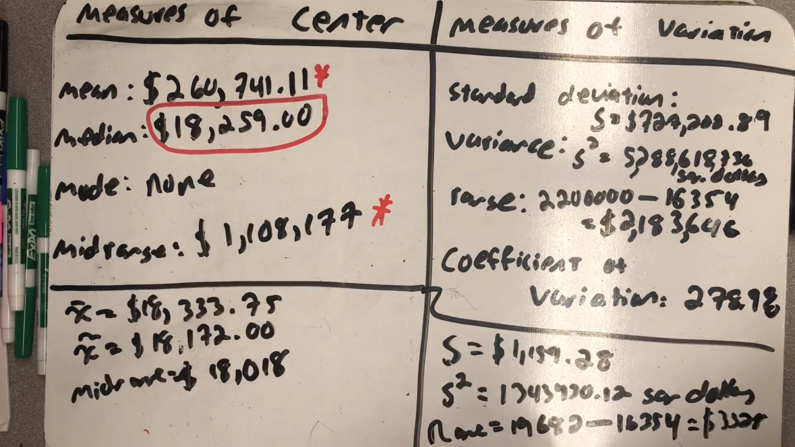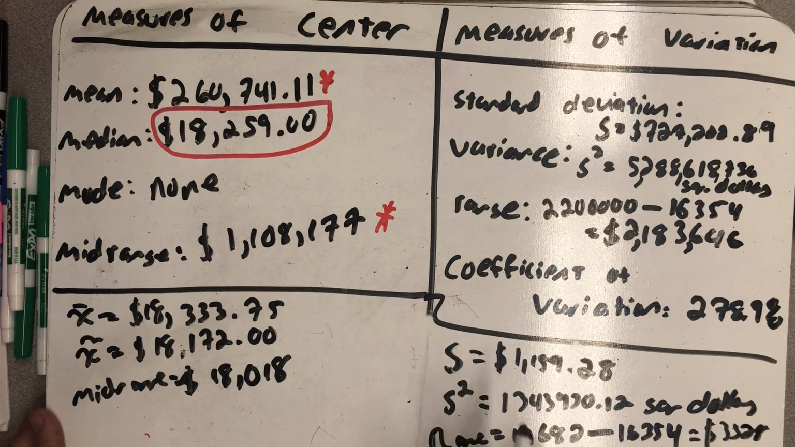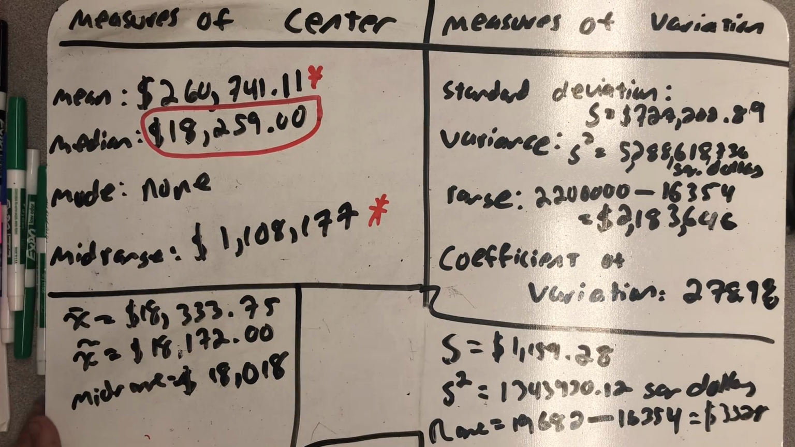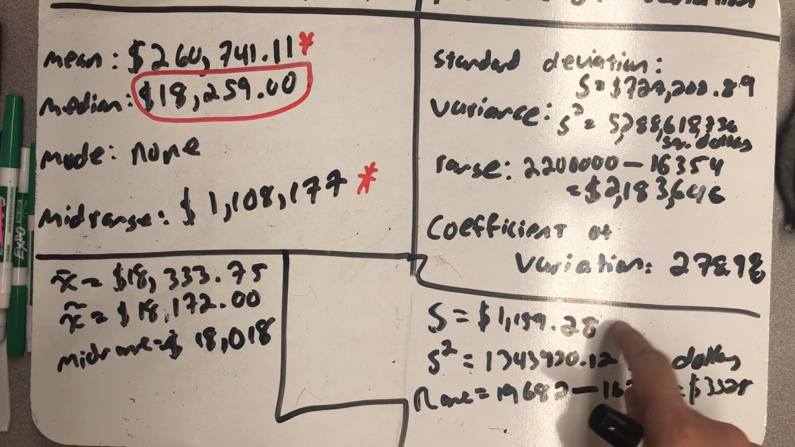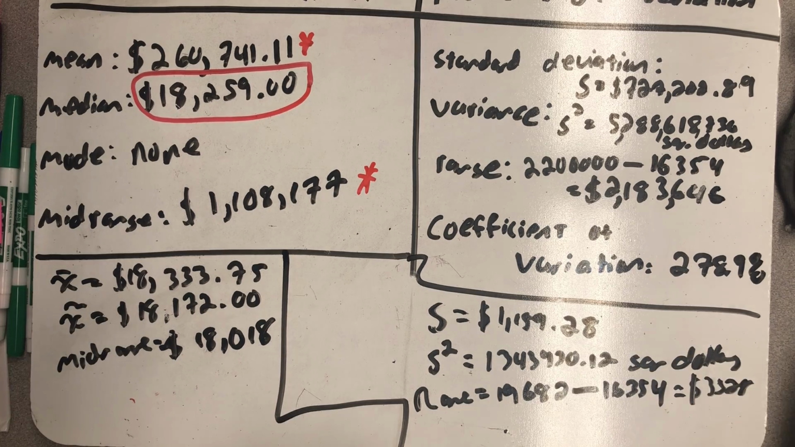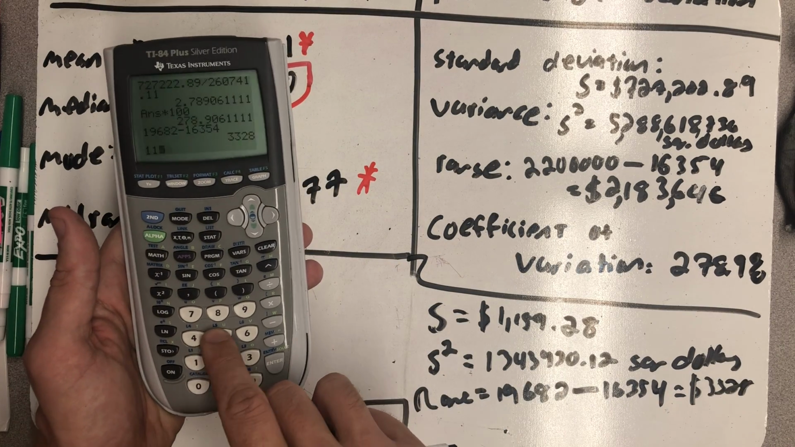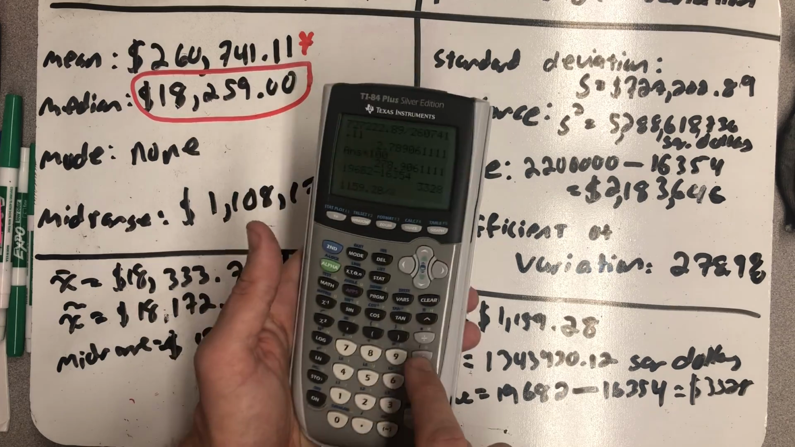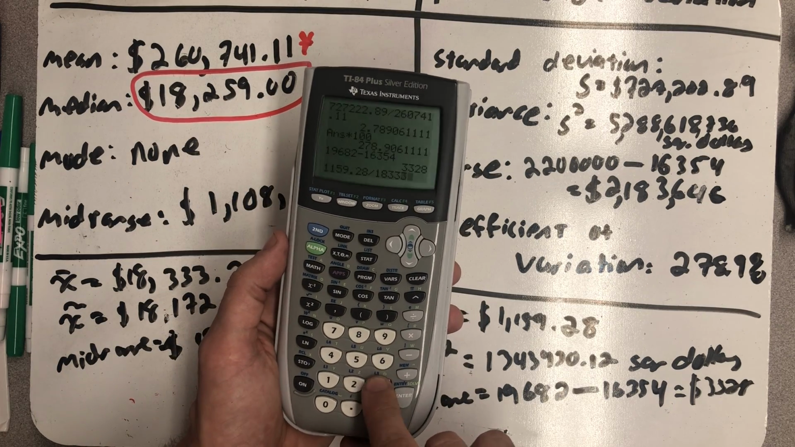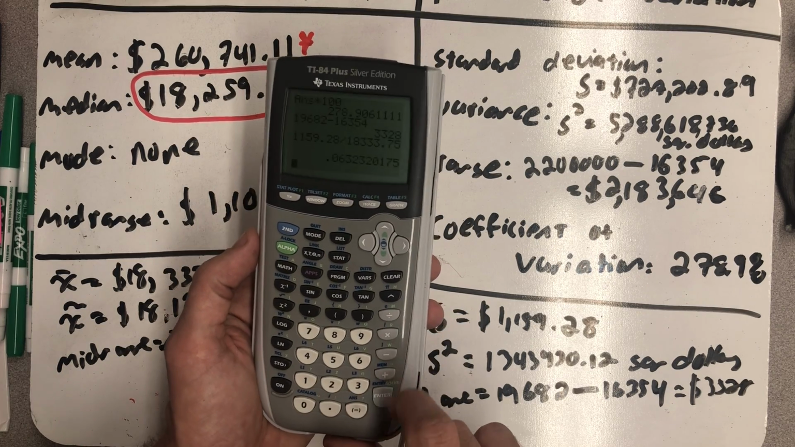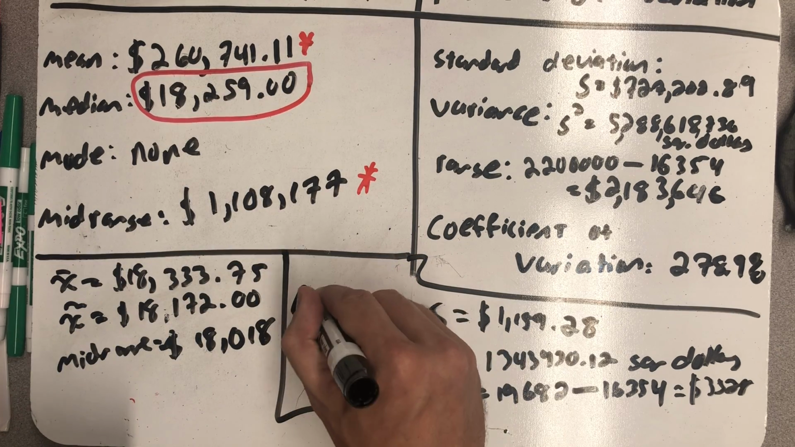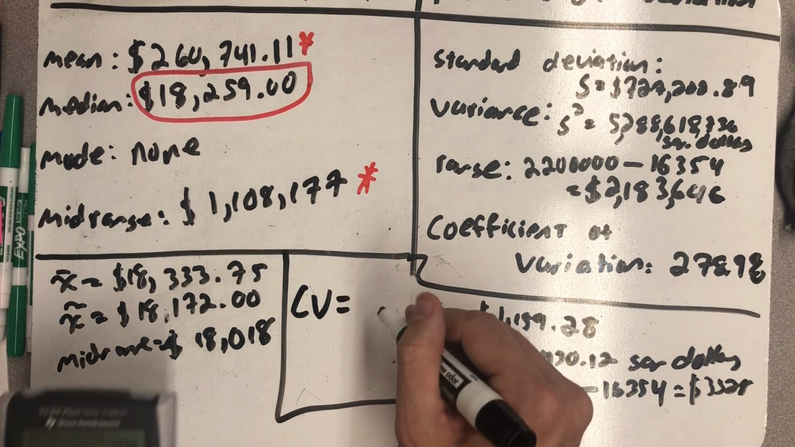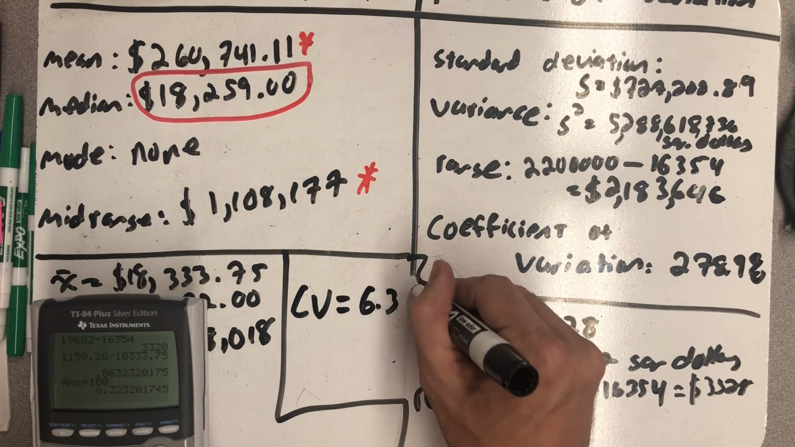And now I want to write down the coefficient of variation. And I'm going to sneak that in over here, kind of borrowing some space from the measures of center side of the board. So I'm going to take my standard deviation, I'm going to divide it by my mean. And I want to write that as a percentage. So now the coefficient of variation is a much more reasonable 6.3%.